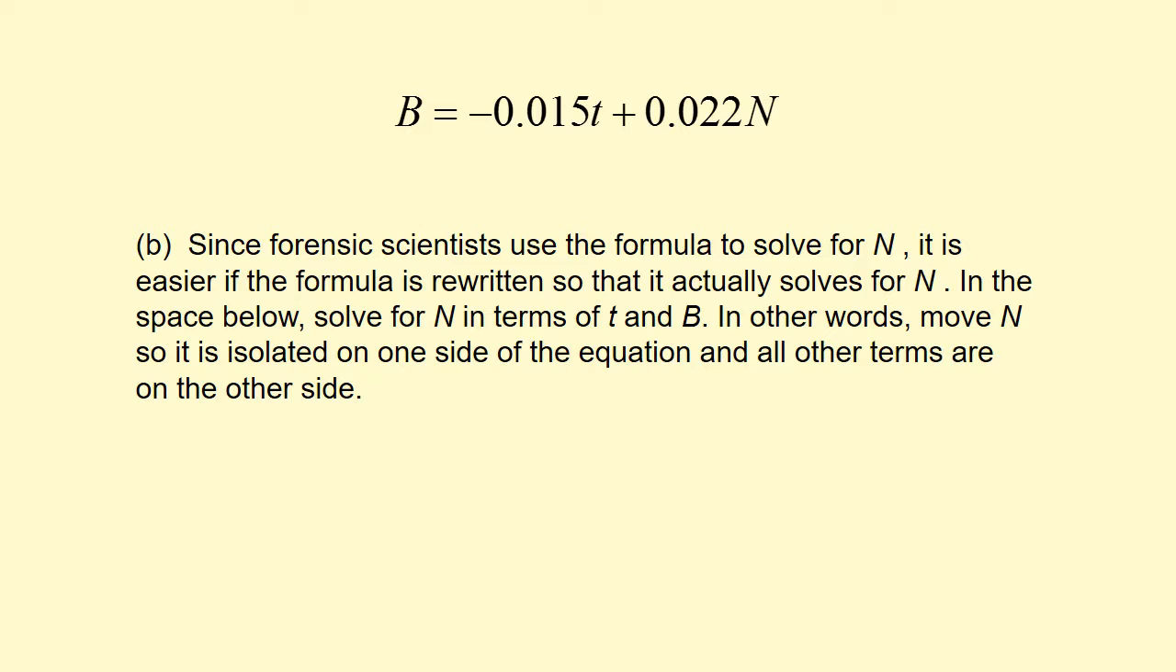Okay, so 2B changes things up a little bit. It says, okay, well, you solved that last one for N very nicely, as I'm sure you did. But now they're saying, okay, we want to do that a bunch of times. We want to be able to plug in a time and a blood alcohol content and come up with an N. So rather than doing that rearranging that we had to do for A every single time, let's just rearrange this formula once and for all and make ourselves a new formula that solves for N.